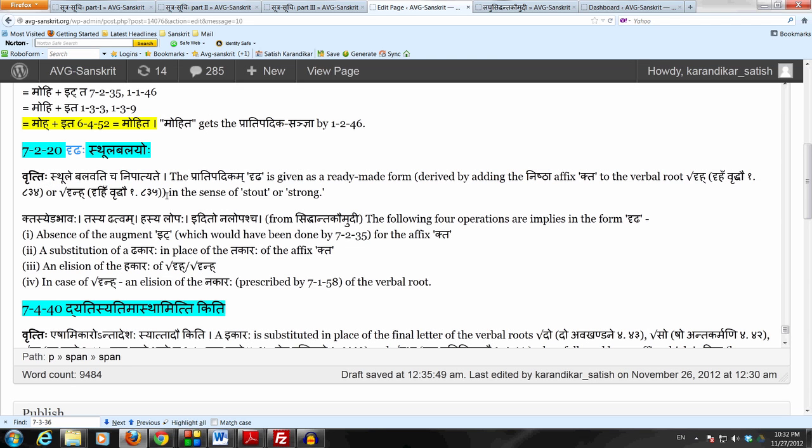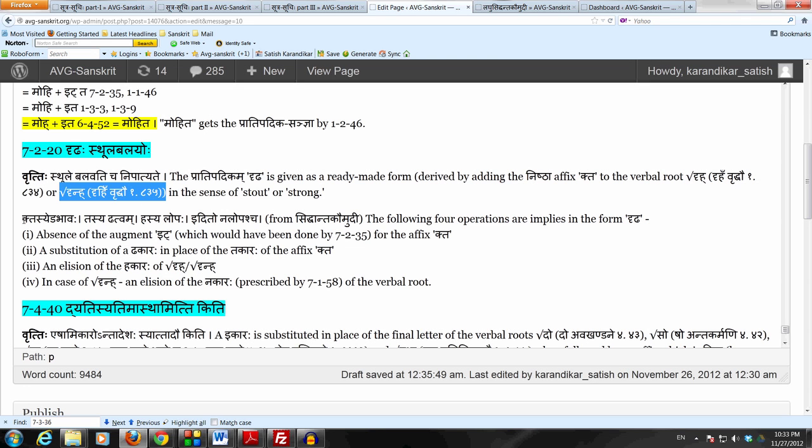So now the grammarians figure out which verbal root is implied in this form dridha. And actually there are two of them possible here. One is drha vruddhau. Another one is drihi vruddhau. These are two verbal roots possible. Now which operations are implied in this form dridha?